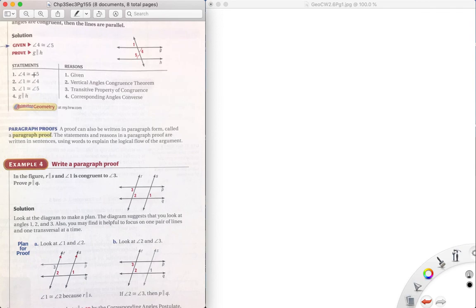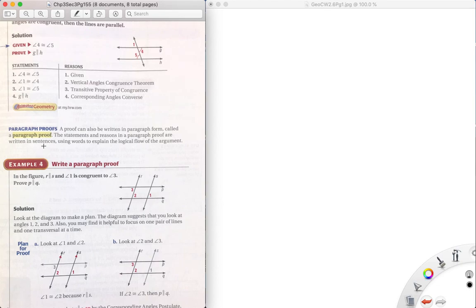First line, 4 is congruent to 5. We can also use the vertical angles theorem to say that 1 is congruent to 4. Then in the third line, the transitive property says that 1 is congruent to 5. Then I can say by the corresponding angles converse that line J is parallel to line H.